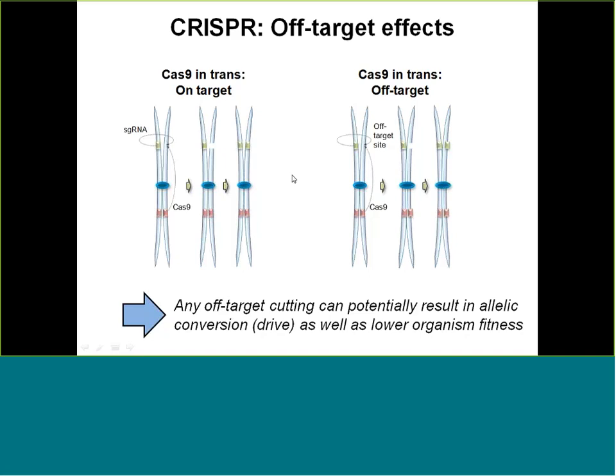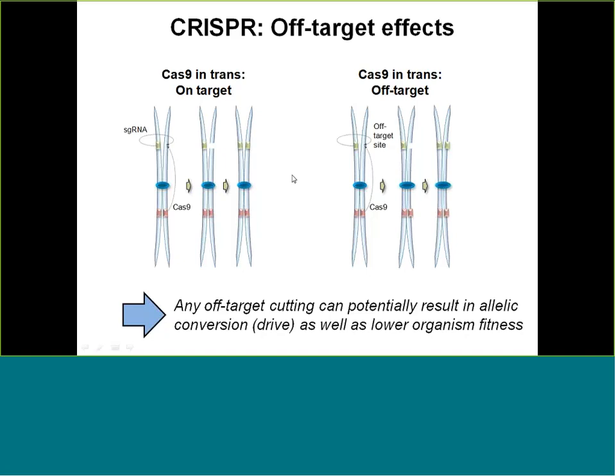So if you think about cutting in many places, then you can have chromosomal instability, lowered fitness. You can have the creation of novel inversions, novel translocations, simply by off-target cutting at sites that you didn't engineer. You can also have allelic conversion at off-target sites.